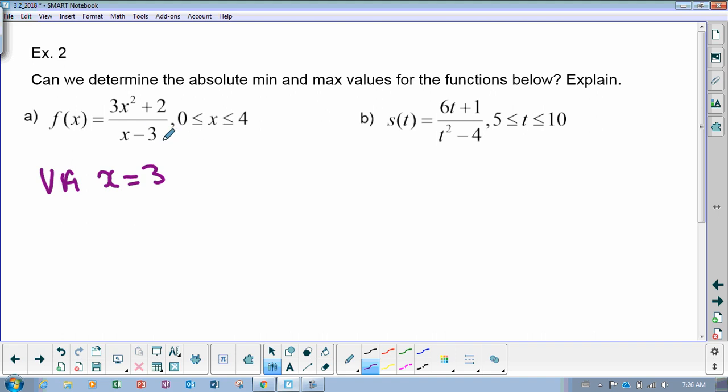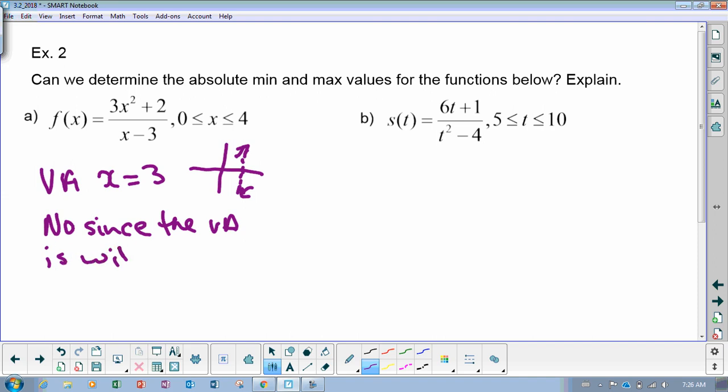So when I have this particular graph, the fact that there's a vertical asymptote within our domain, so if you picture any vertical asymptote, so I'm just going to sketch this one right here, and I'm not sure what's going on with this one, but let's say it's approaching positive infinity and negative infinity. Will there be an absolute min or max value? The answer is no. So for this one right here, it's no, since the vertical asymptote is within the domain.